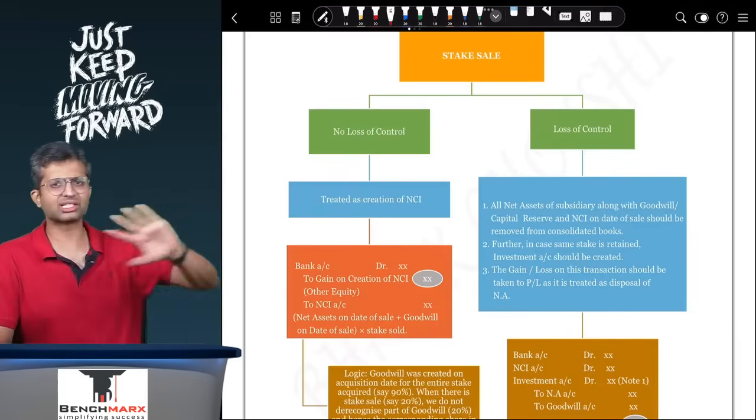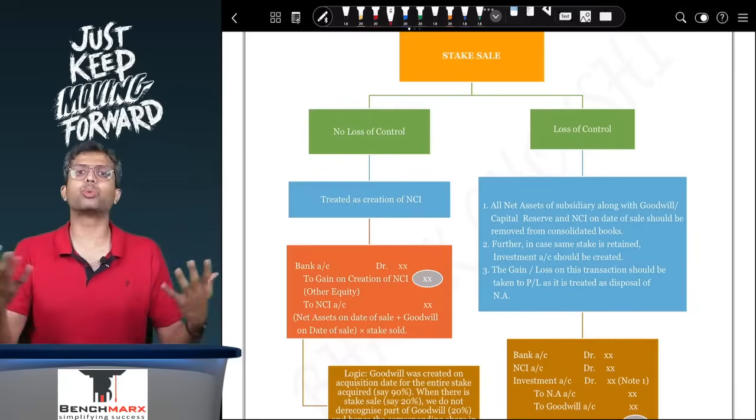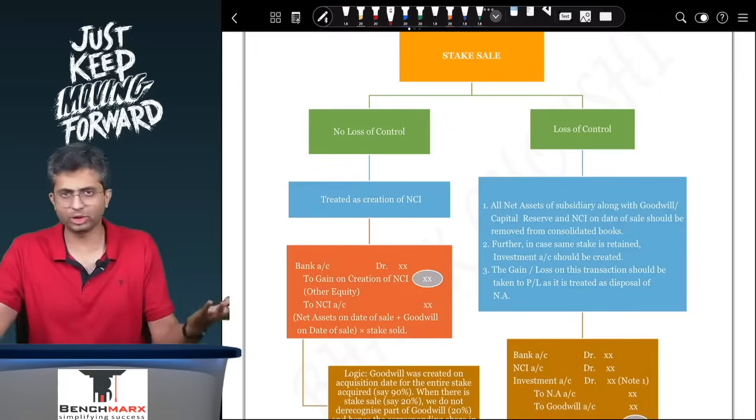Sir, investment was there in SFS. Remember, SFS is different, CFS is different. You will have to bring in the investment. At what value will you bring it in? Well, fair value, if that is available.